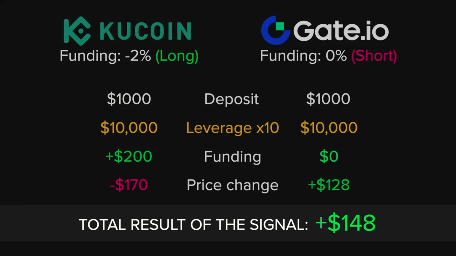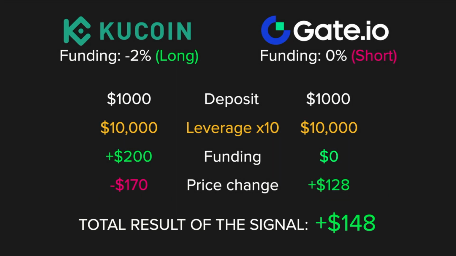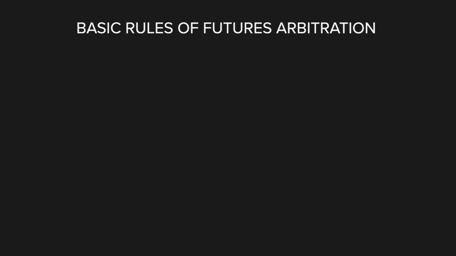+$148. Please note that in this case, we essentially earn not from the funding itself, but from the price movement, while the funding credited on KuCoin simply compensated for the loss caused by the price moving against the position. In the end, it doesn't matter to us, because this is exactly why we open two opposite positions that hedge each other. Let's go over the main rules of futures arbitrage.